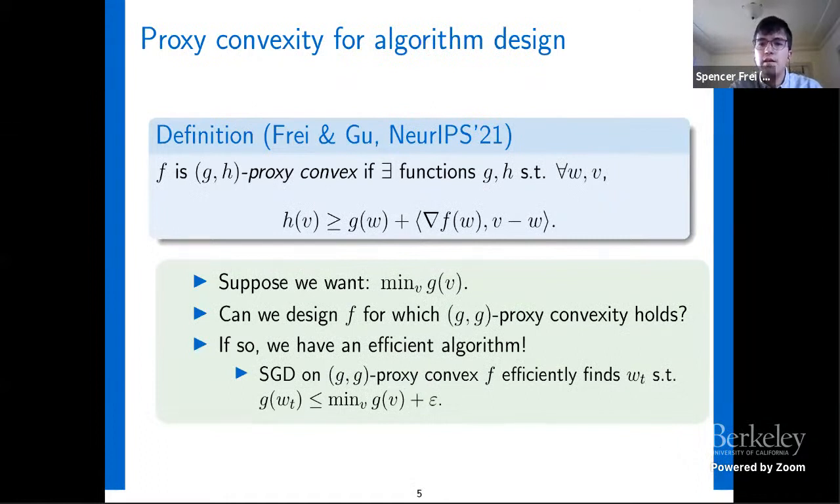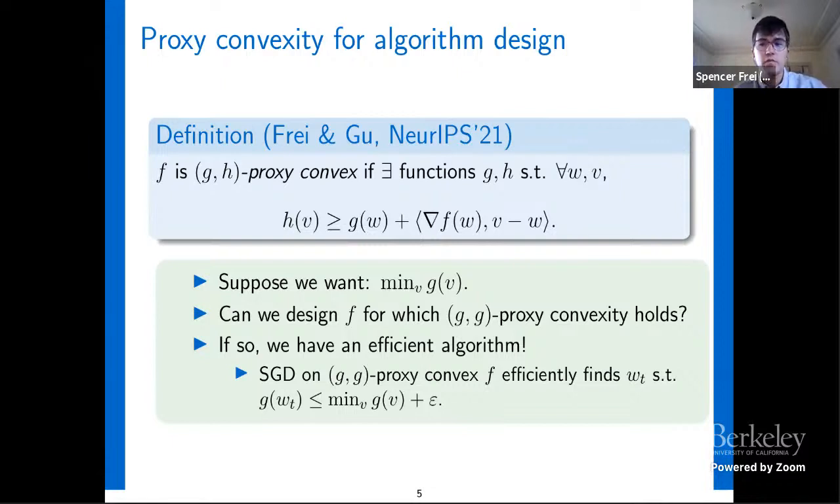Something that I think is an interesting future direction, which I haven't really explored, and I'd love to talk with people who are attending about, is reverse engineering this. What we say is that if we have this GH proxy convex function, we know that G will always be at least as small as H. So what if we reverse that, and say that we have some objective G that we want to minimize? Can we construct some objective function F such that it is proxy convex with G being the proxy function? If we can do that, then we've found an efficient procedure for minimizing G. All we have to do is gradient descent on F.